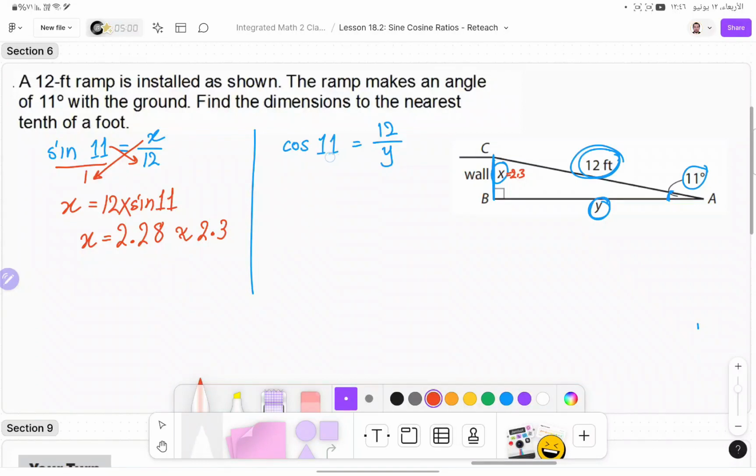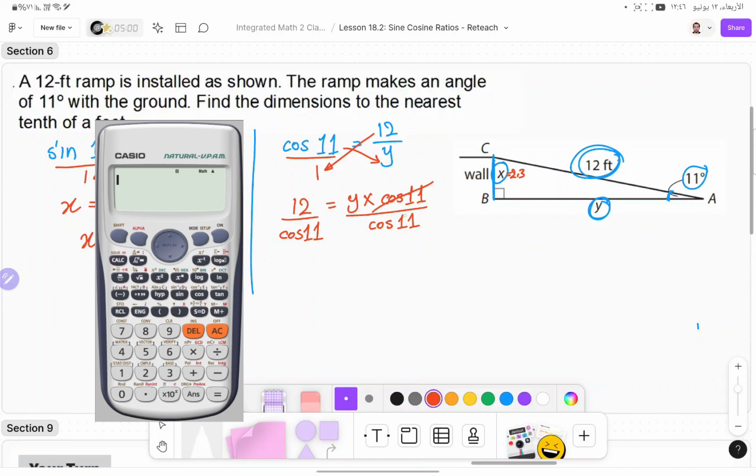Yes. So over 1. Now cross multiply: 12 times 1 is equal to 12, equal to 11 times y, which is y times cosine 11. Now I need to isolate y to find it. So what should I do? I have to divide by cosine 11, divide by cosine 11 on both sides. If you do it in the calculator, these two cancel.